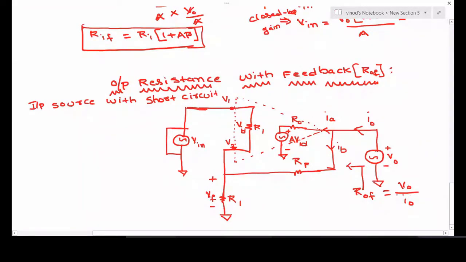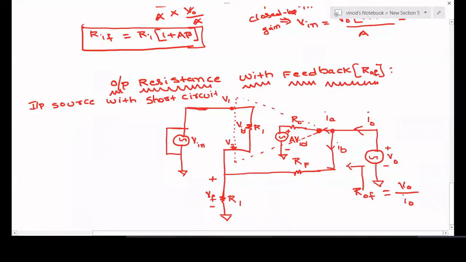So this is the op-amp output terminal. I am assuming the current flowing into the op-amp output terminal is IA, and the current flowing through the feedback resistance I am assuming as IB. So now we will apply KCL at this output node.